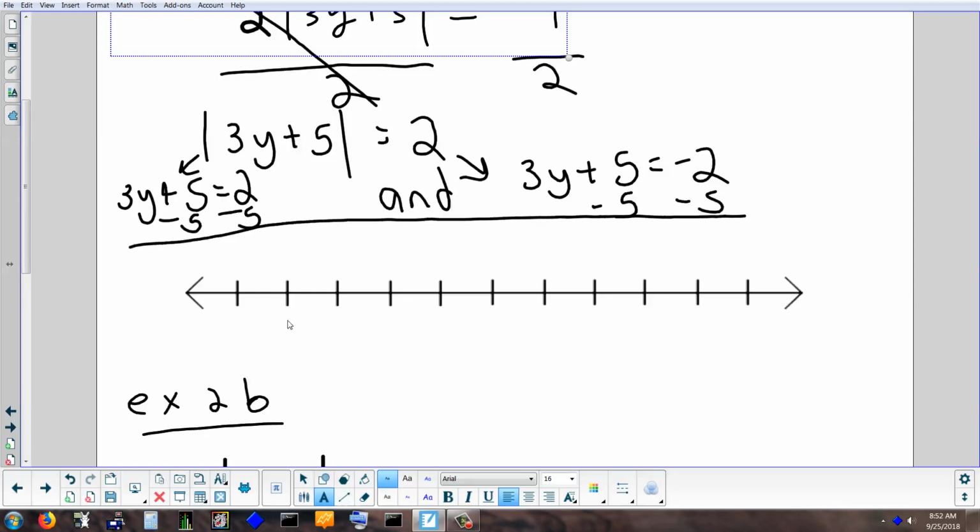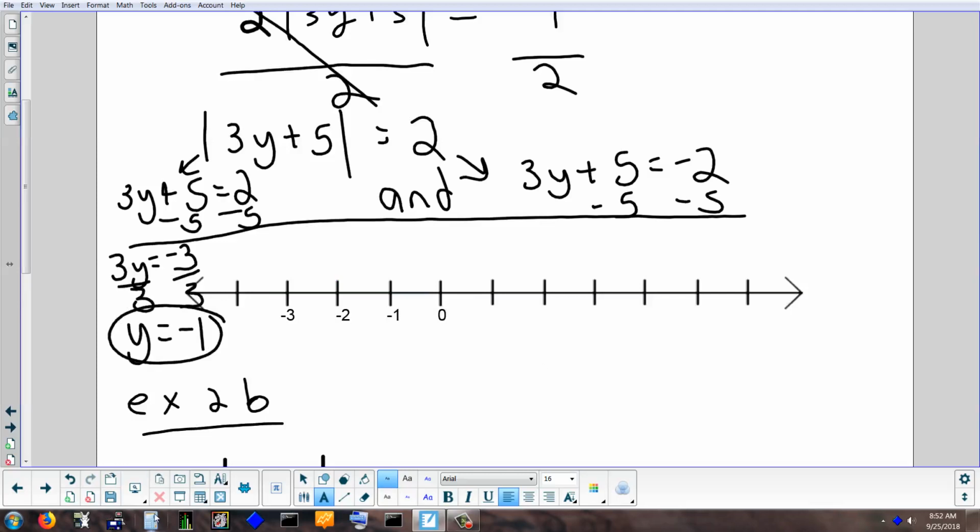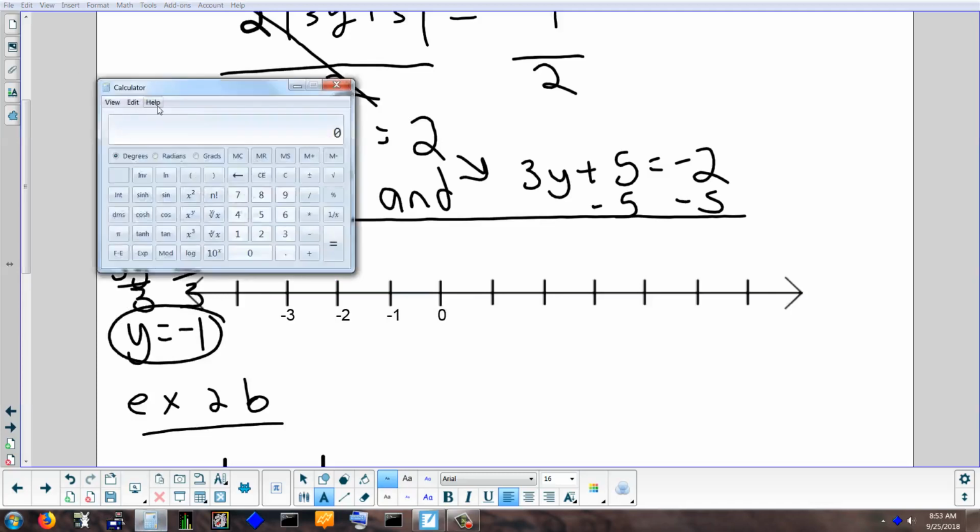All right, when I do this, I'm going to get 3y equals -3. I did 2 minus 5. 5 is a bigger number. I take the sign of the bigger number, that's going to be my answer. Last step here, I just divide. There's 1. Y equals -1.